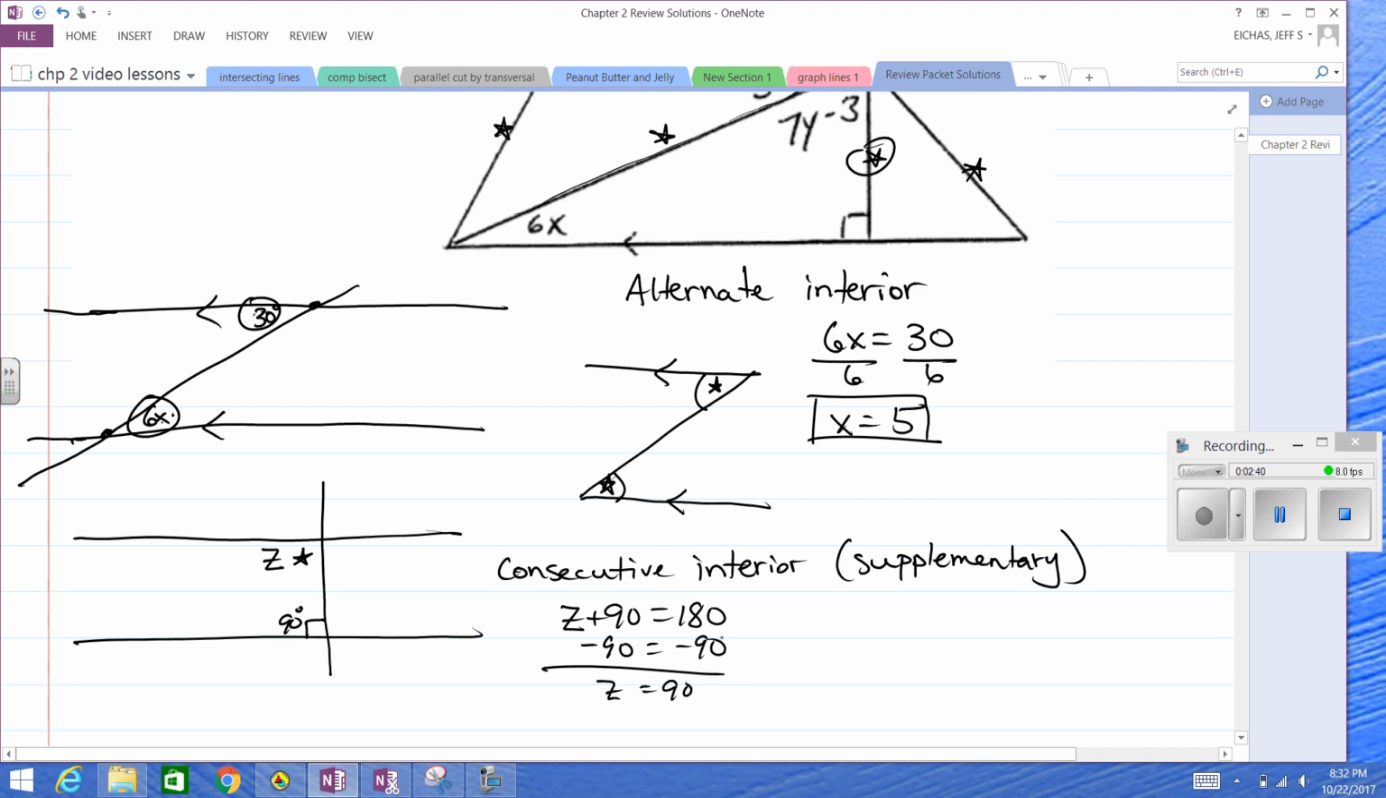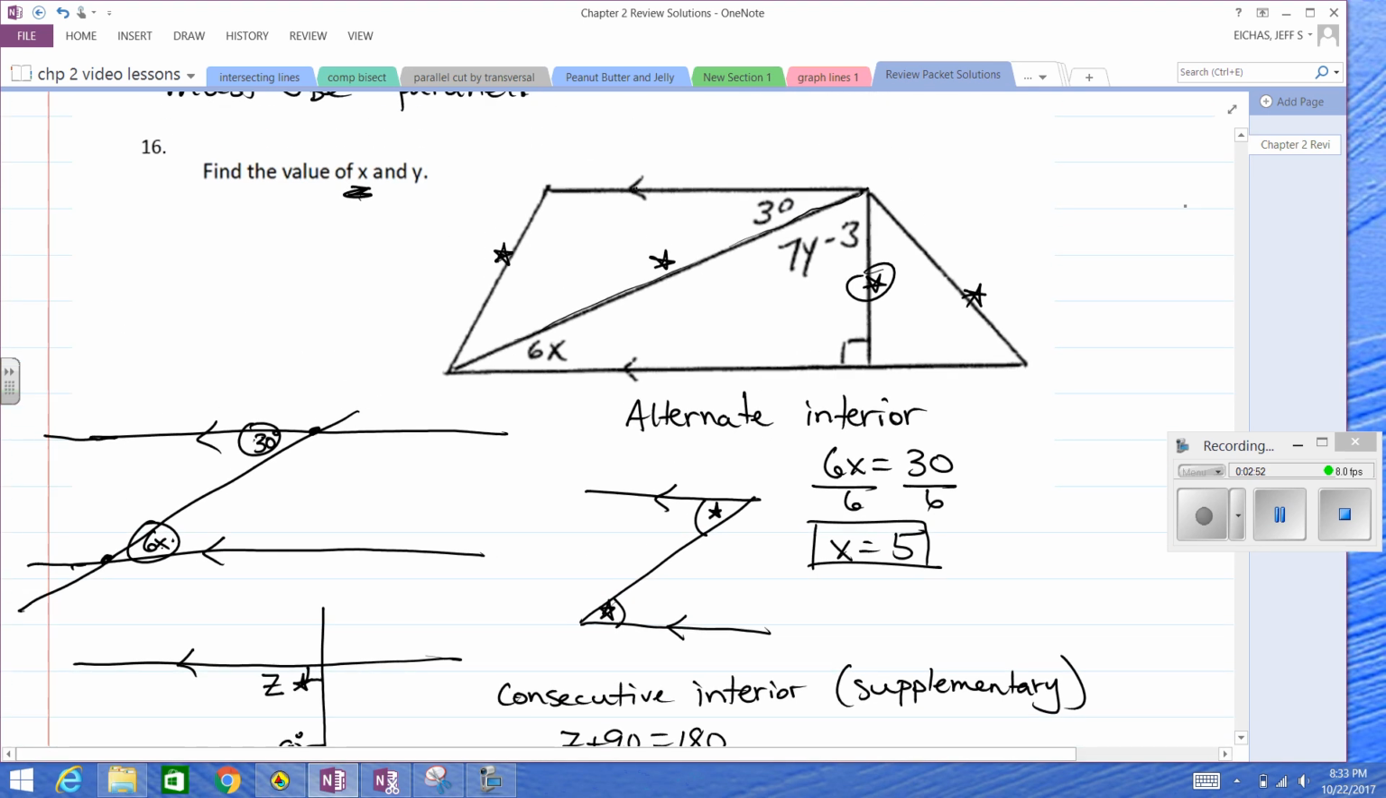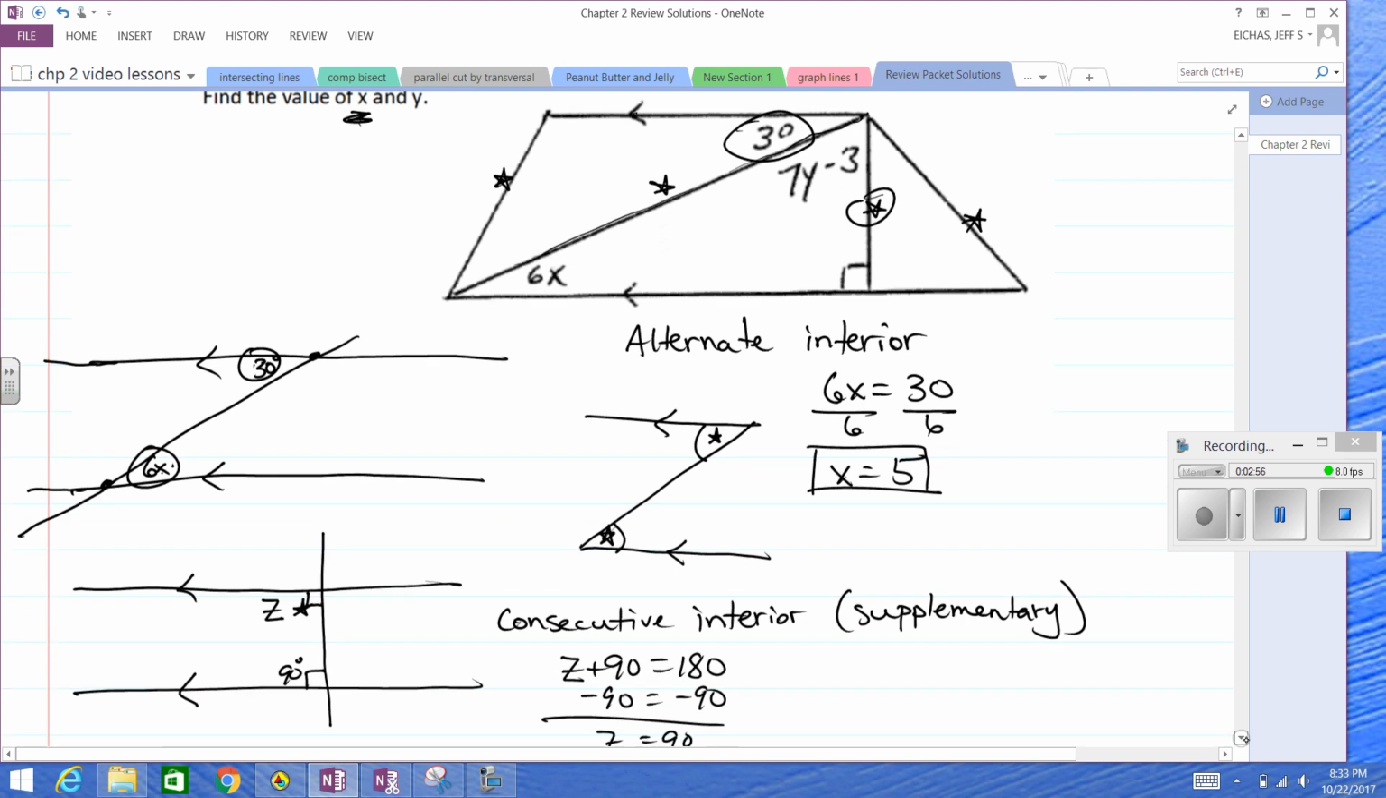All right, from now on, you know that, right? These are all going to be 90s. If you've got parallel lines cut by a transversal and there's a 90, then they're all 90s. All right, so going back to this, we already have a 30. Okay, so this is tricky here.